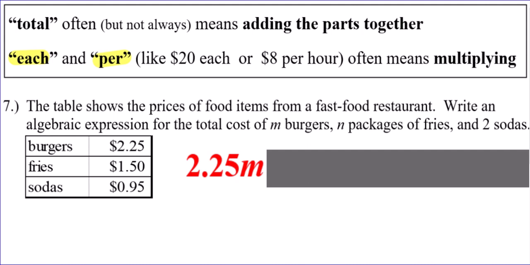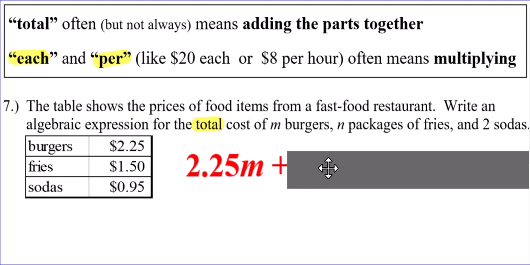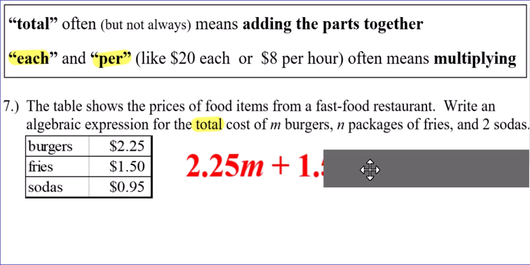But to get the total of all these things, I have to add it to the price of the fries. And the price of the fries is $1.50. How many fries am I buying? N packages of fries. So it's $1.50 times N. Think about it. In real life, if it was $1.50 for a package of fries and you bought, say, 6 of them, some for you and your friends, you would take $1.50 times 6 to get the total cost of those fries. So here's $1.50 times N. Same idea, except it's a variable.